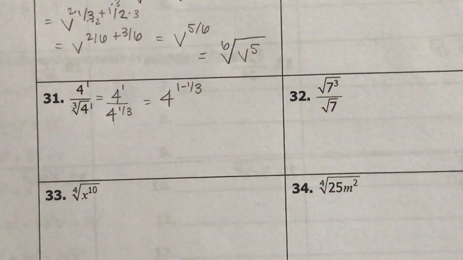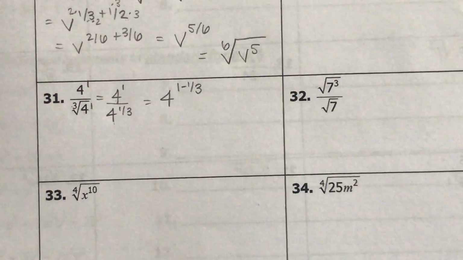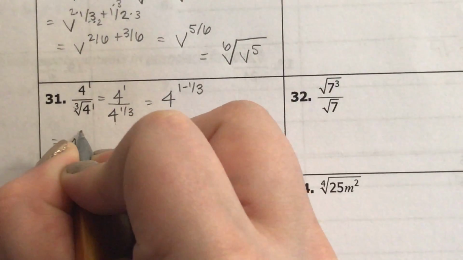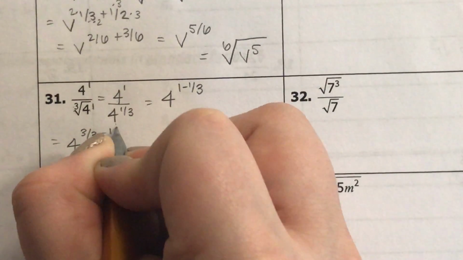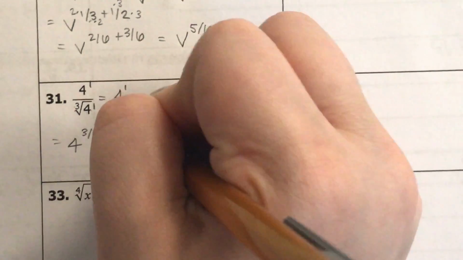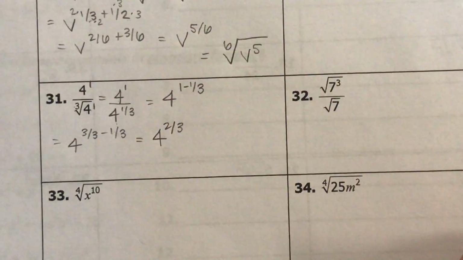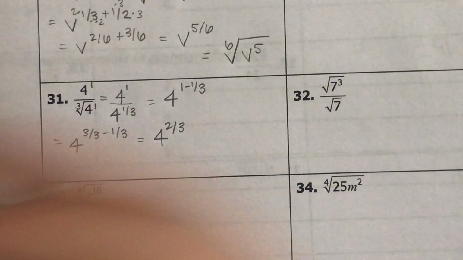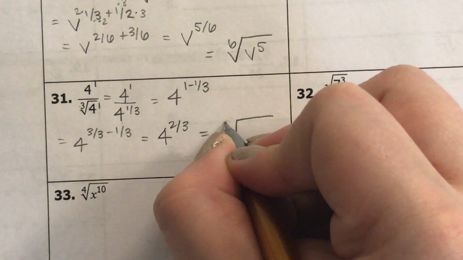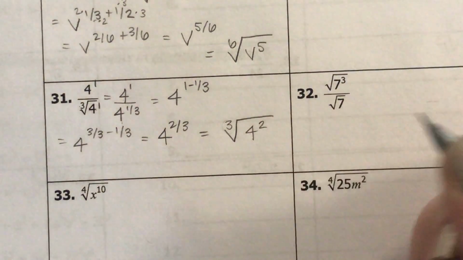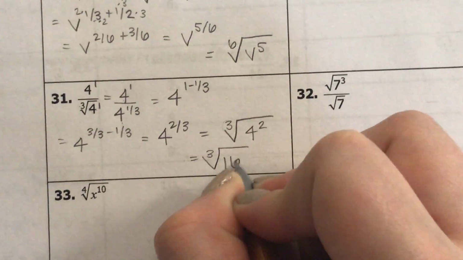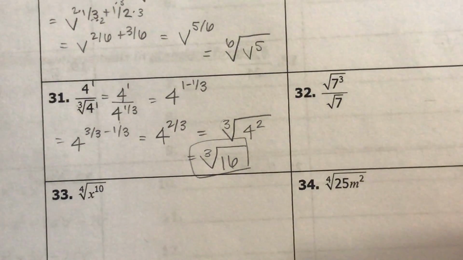Okay. I need to find a common denominator. So times 3, so this is now 4 to the 3 over 3 minus 1 over 3. 3/3 minus 1/3 is 2/3. Okay. I need to rewrite it as a radical. So what number goes here? 3. 4 squared. I can keep going because I know what 4 squared is. 4 squared is 16. And that's it.